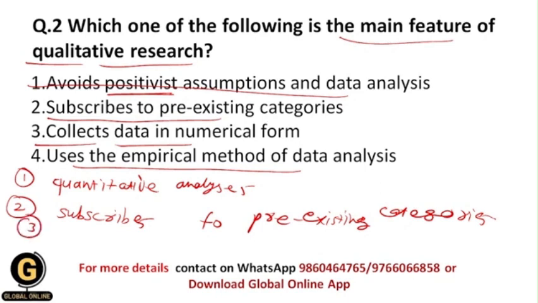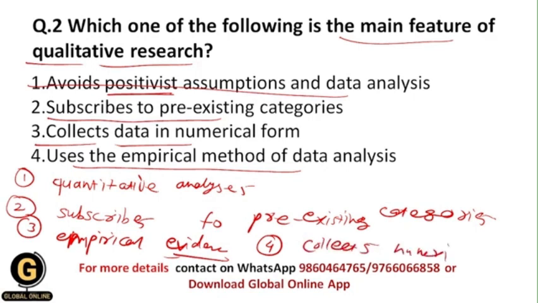Now the third characteristic of the positivist approach is that it is based upon empirical evidence, and that's why empirical evidence is gathered and analyzed here. Empirical evidence means the evidence which is based upon observations and measurements of the data. And the fourth one is that it collects numerical data. So after viewing such characteristics, now you can understand that all of these characteristics are of quantitative research, not qualitative research.